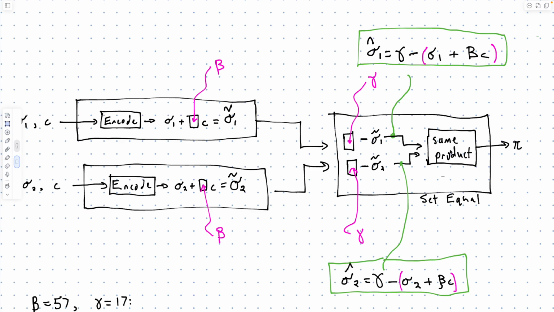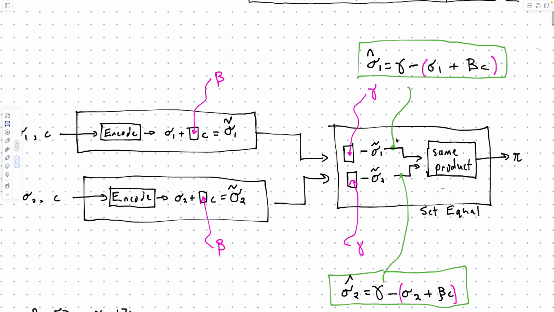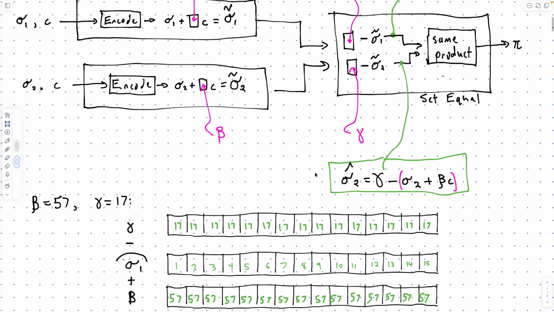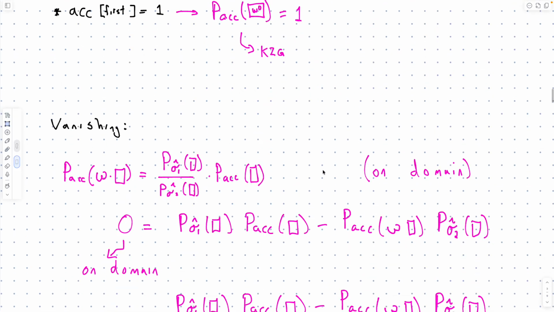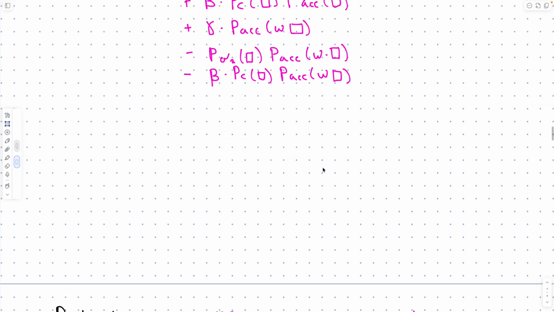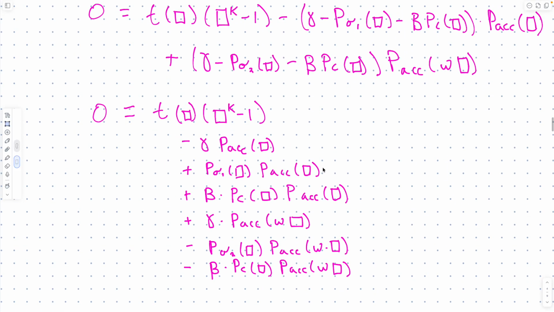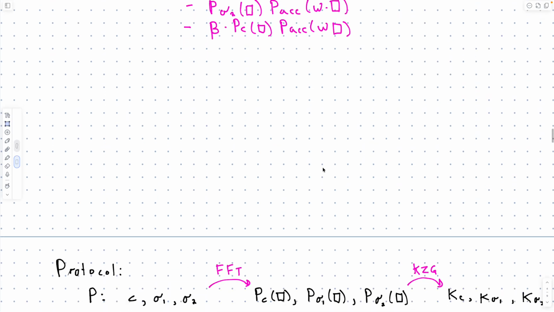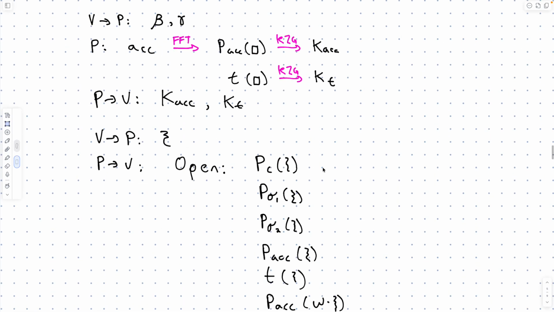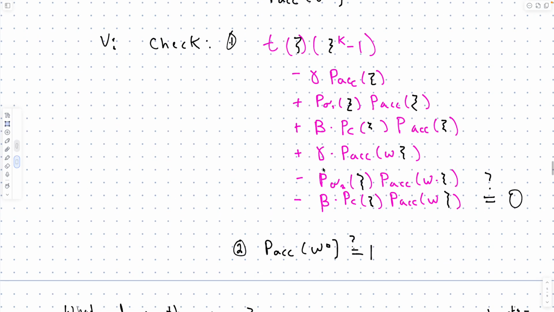I have a proof that the inputs here are the same product, which in turn proves that the inputs here are set equal, which in turn proves that if you encode these, then you end up with something that's set equal. So that's the proof itself. Let's just go through the logic of it, and then we can pause for questions.